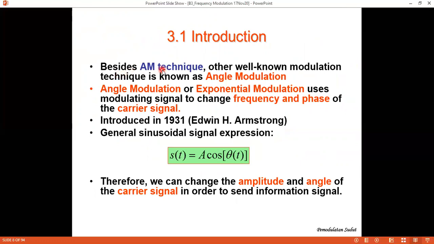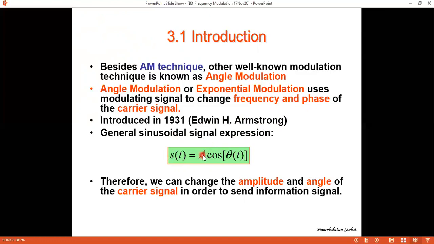We learned about AM in the previous chapter, but actually there's also another well-known modulation technique known as angle modulation. In angle modulation or exponential modulation, the modulating signal changes the carrier's frequency and phase. Remember in AM, the modulating signal changes the carrier's amplitude, but angle modulation, as the name implies, changes the carrier's angle, and this angle, theta t, comprises frequency and phase. It was introduced by the scientist Edwin H. Armstrong.